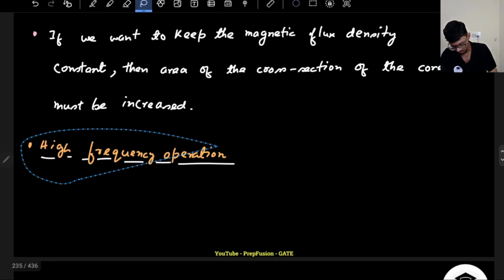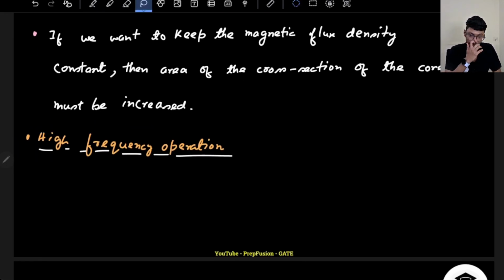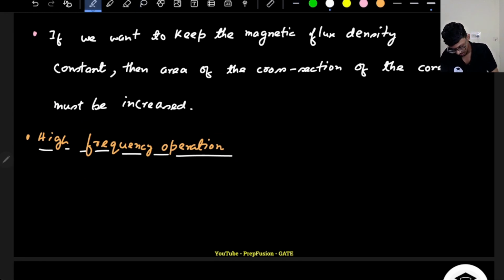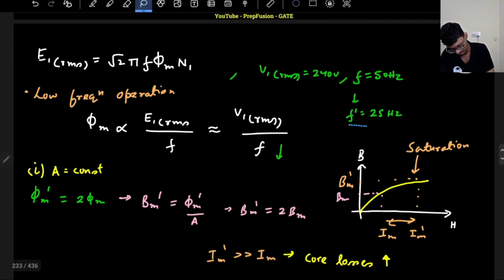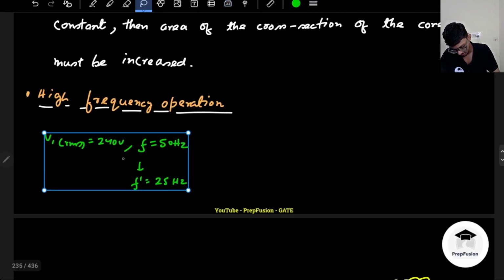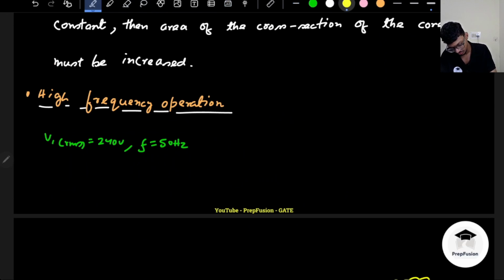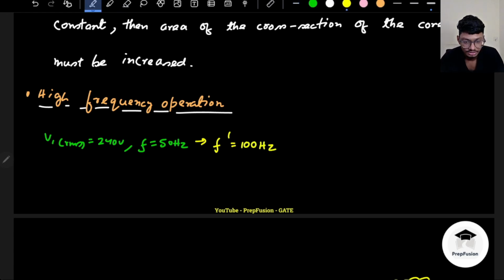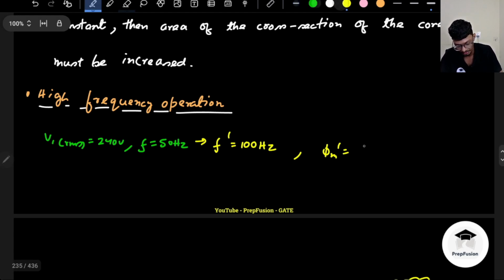So in high frequency, basically frequency will increase. So let's say initially these were my values, V1 RMS and F, but I'm increasing it. Initially it was 50 hertz, so my F dash currently is 100 hertz. What will happen to the flux? So phi m dash will be, sorry, not twice, phi m by 2. It will get halved because it is inversely proportional.